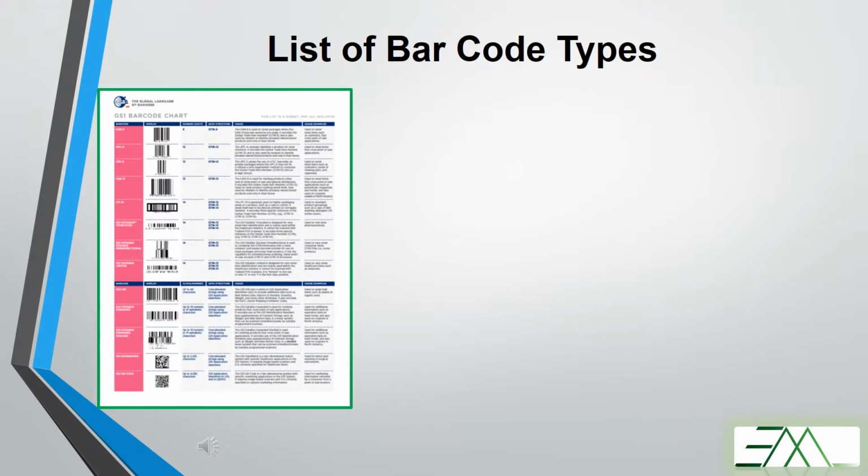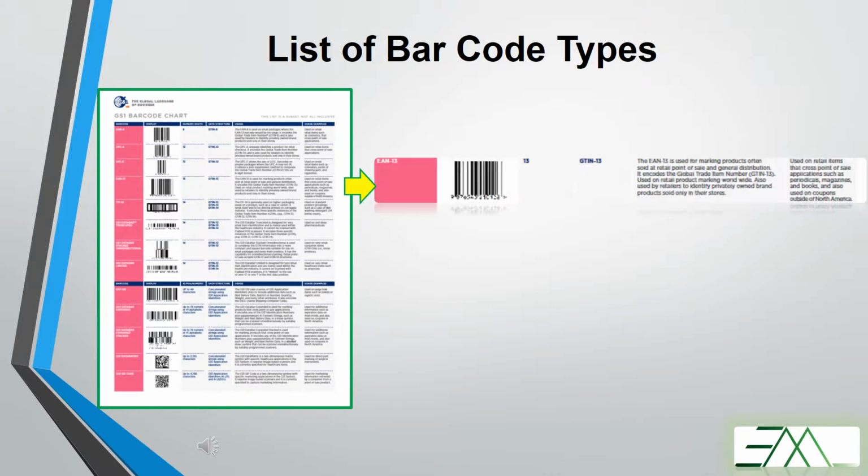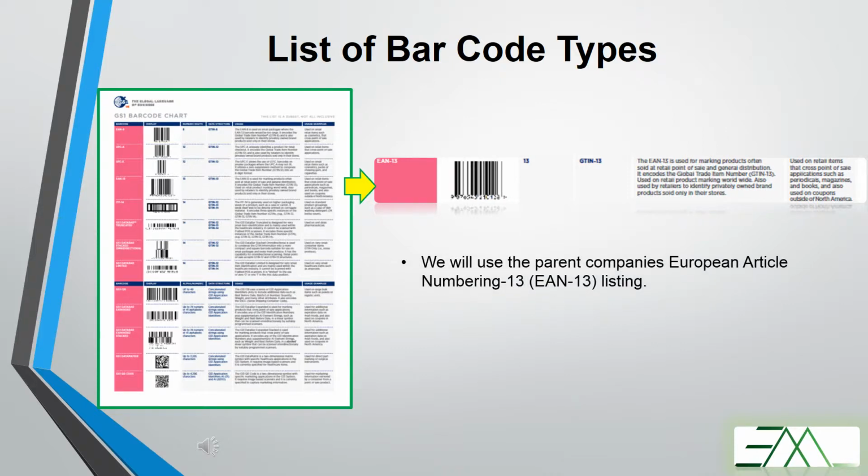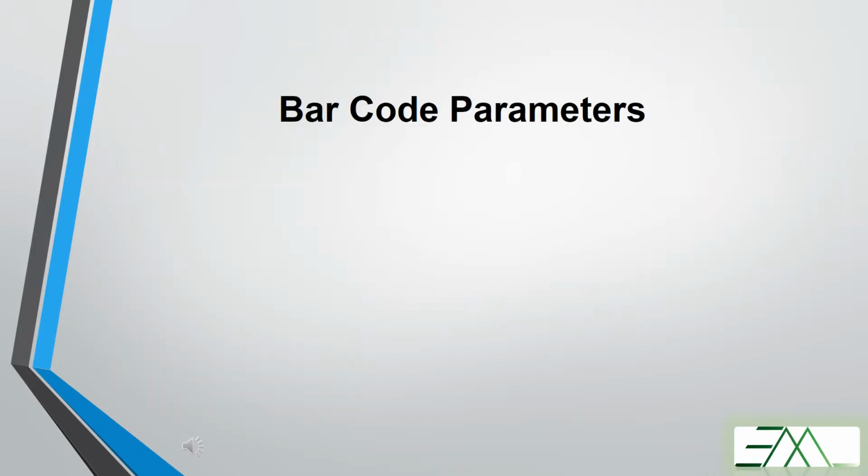Now, GS1 is the resource for barcoding information. We visited the GS1 site and downloaded this PDF file. This is a list of barcodes, and we reviewed the parameters for the EAN13 barcode, which, as we said before, the parent company is using. When we say barcode in these examples, we are referring to the EAN13 style.